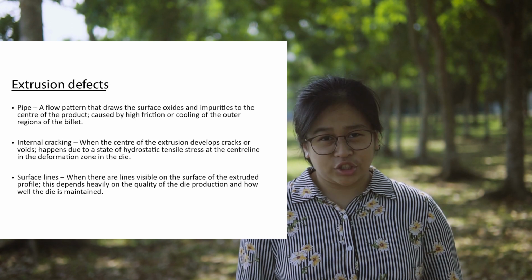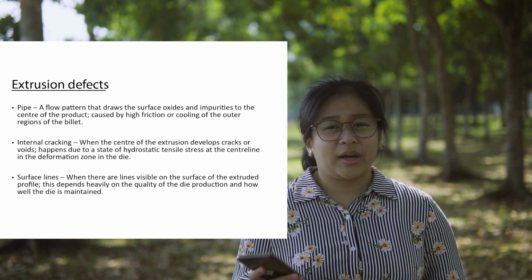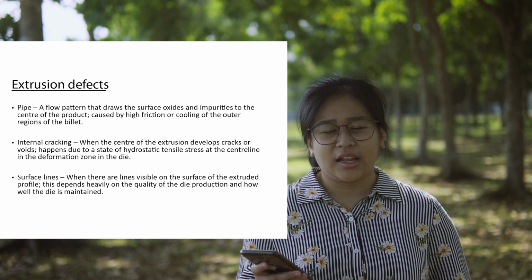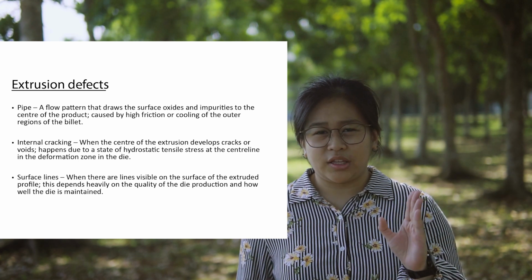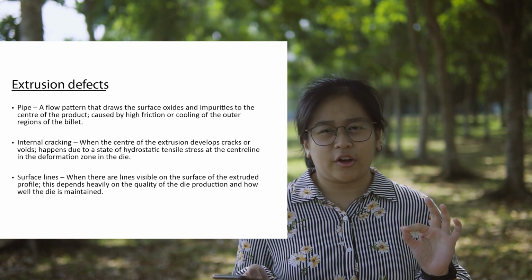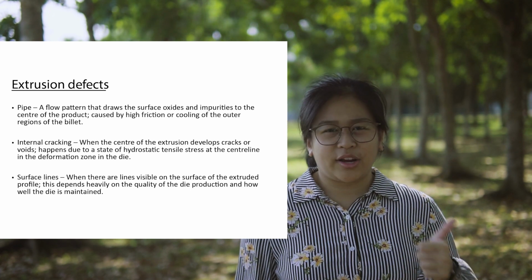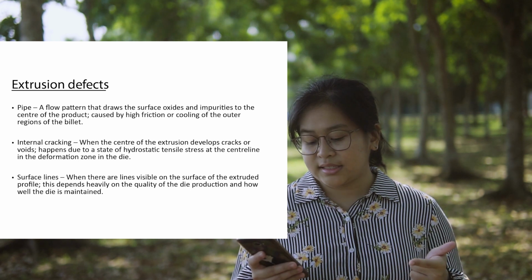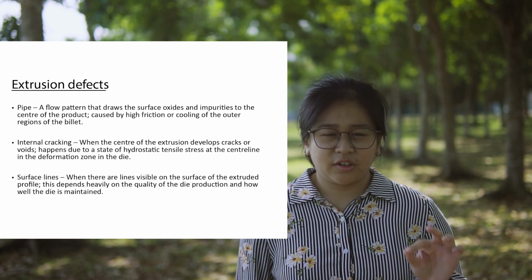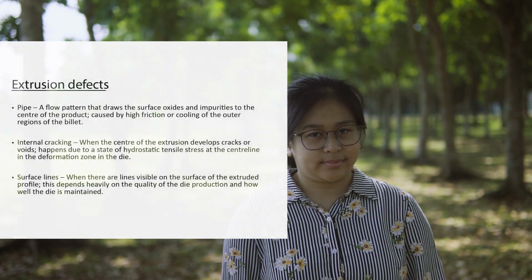Lastly, the extrusion defects. The first one is pipe. It is when a flow pattern drops the surface oxides and impurities to the center of the product. Number 2 is internal cracking. It is when the center of the extrusion develops cracks or voids. And lastly, surface lines, when there are lines visible on the surface of the extruded product.